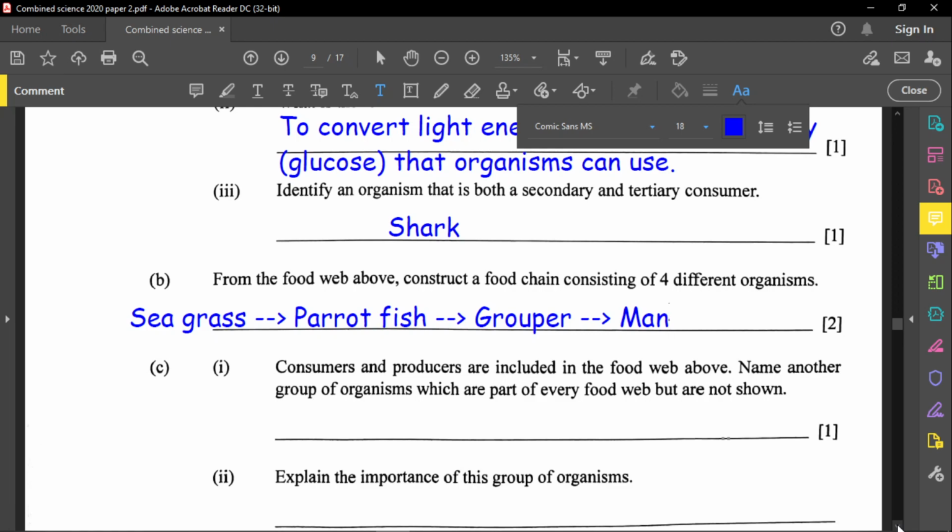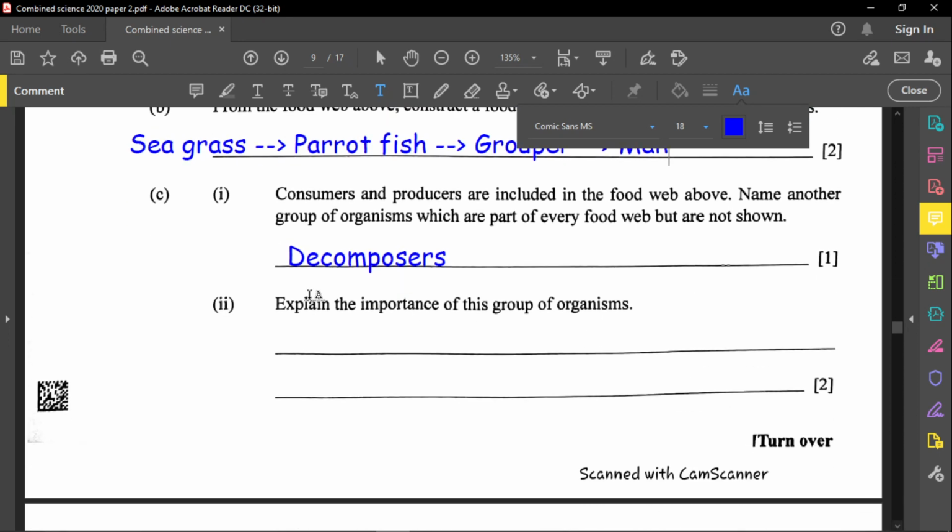And so we can put here decomposers. Okay, so we can put decomposers here. All right, so another group which is not consumer or producer is decomposers. Okay, and the function of decomposers: explain the importance of this group of organisms. So decomposers are very important, extremely important organisms. One, because the importance of them is to break down dead organisms.